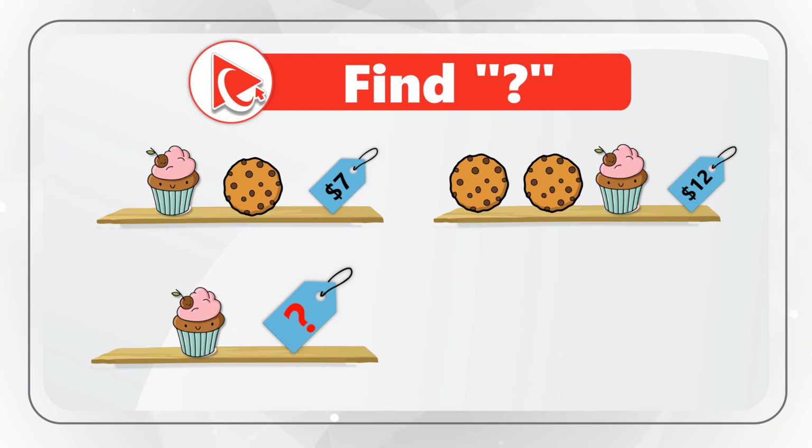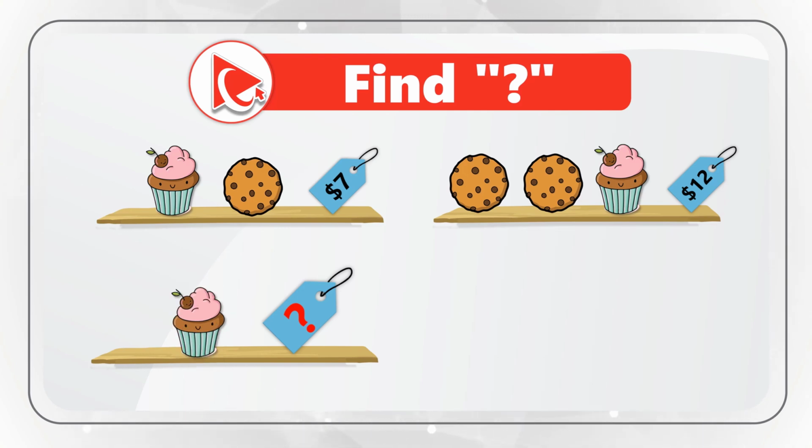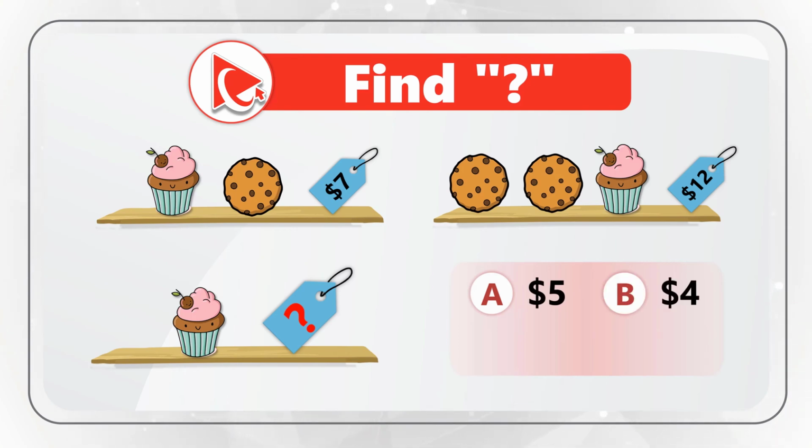The first set consists of 1 cookie and 1 cupcake, and the price tag for the first set is $7. The second set consists of 2 cookies and 1 cupcake, and the price tag for the second set is $12. The last set consists of only 1 cupcake, and you need to calculate and select the price for the cupcake out of 4 possible choices. Choice A, $5. Choice B, $4. Choice C, $2.